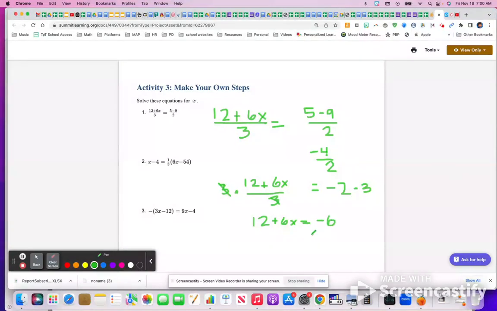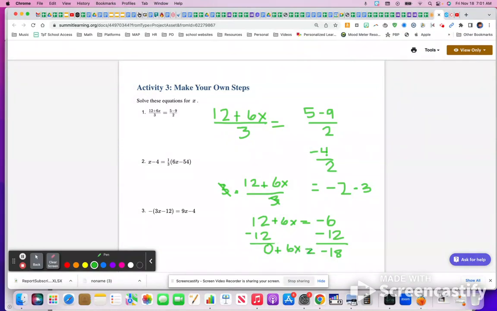Okay? Now, I'm thinking if I can get my 6x by itself, if I can move this 12 over, if I can get rid of it by subtracting 12 from both sides, then I'll just have 6x by itself. So that becomes 0. And I'm going to subtract 12 from this side too, because remember, whatever I do to one side, got to do to the other side. So negative 6 minus 12 is negative 18. And this is 0 plus 6x. So I got to remember that I still have that 6x there. And now I have 6x equals negative 18.